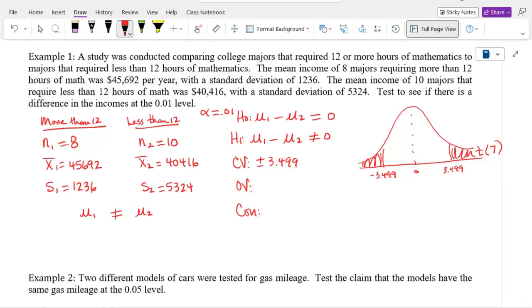Let's see, obtained value. Of course, we're going to plug into our formula. It is a t-distribution, so t equals 45,692 minus 40,416 minus 0. We don't need to write that though. Over the square root, let's see, since they gave me standard deviations again, I will square them myself.